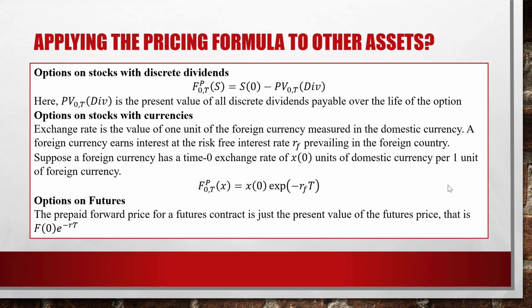Third, options on futures. The prepaid forward price for a futures contract is just the present value of the futures price, that is F0 times e to the minus RT. And once you have the prepaid forward price, we just replace it into the Black-Scholes formulas to evaluate the call option and the put option price.